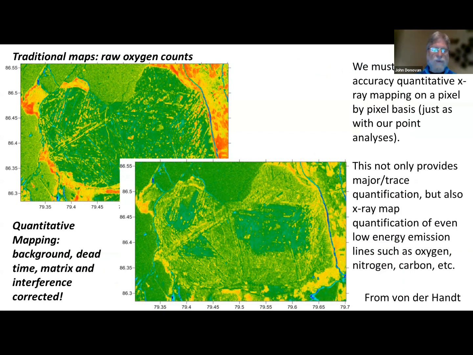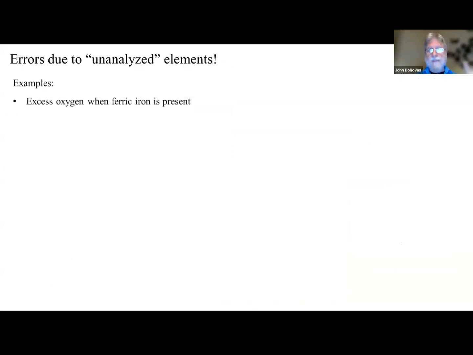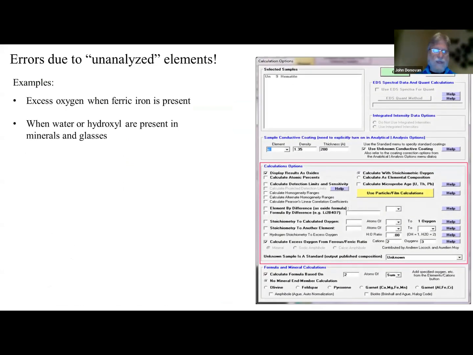All right. So we need to correct all these pixels for the background, the dead time, the matrix, and the interferences involved. And as I will show you, even for volatile ion migration effects as well. And then there are, of course, the errors due to unanalyzed elements. This can happen all kinds of ways. Excess oxygen, when ferric iron is present, needs to be included. Water, hydroxyl in both minerals and glasses.